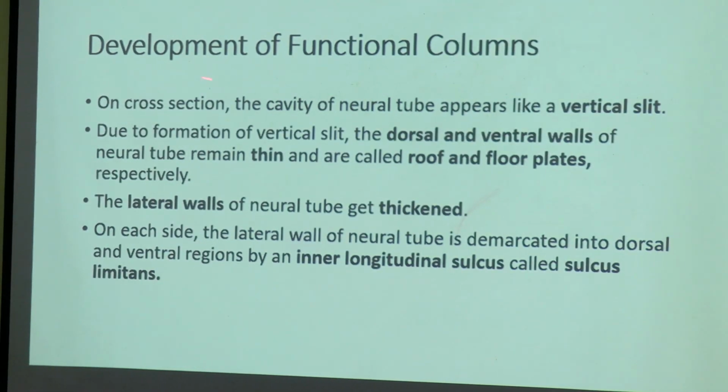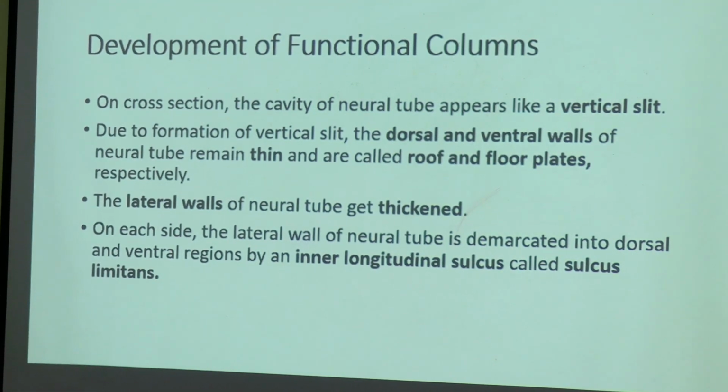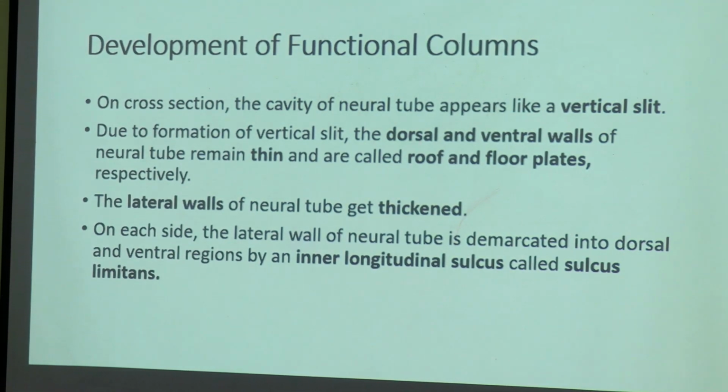The development of functional columns. On cross section we can see the cavity which is called as vertical slit. Due to the formation of vertical slit, the dorsal and ventral walls of the neural tube remain thin, that is your roof plate and floor plate. Okay. And they are called roof plate and floor plate respectively.